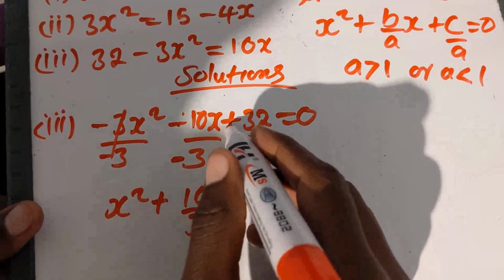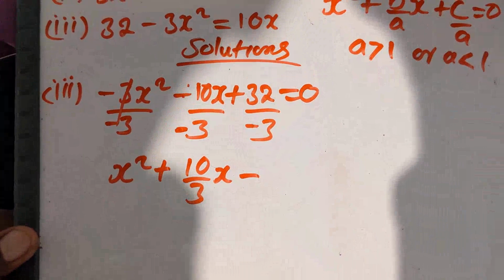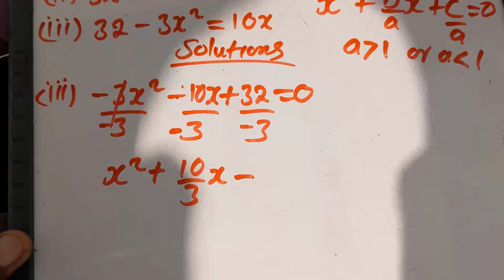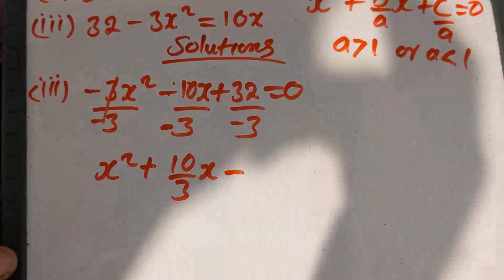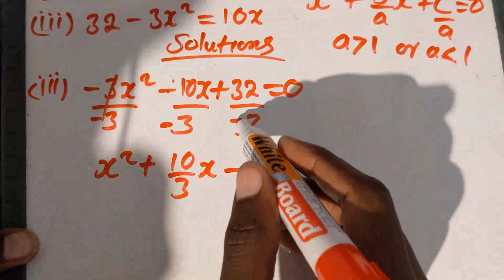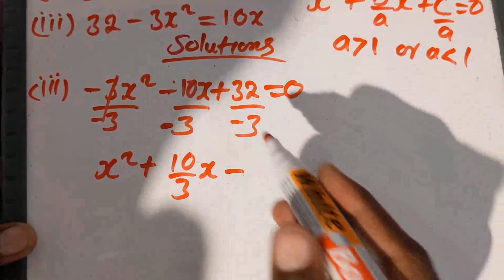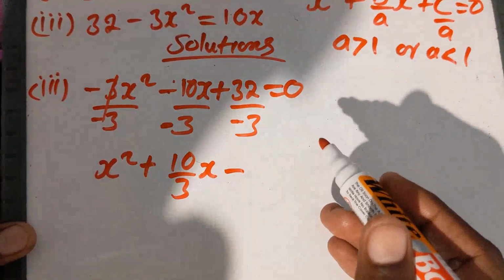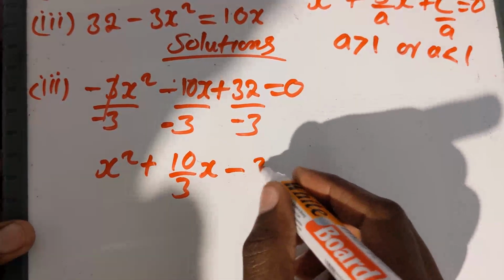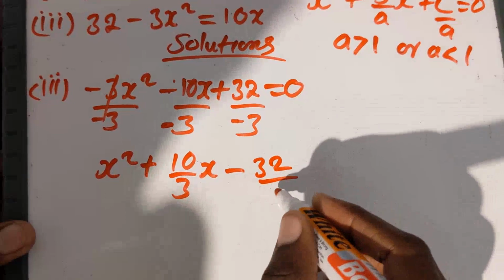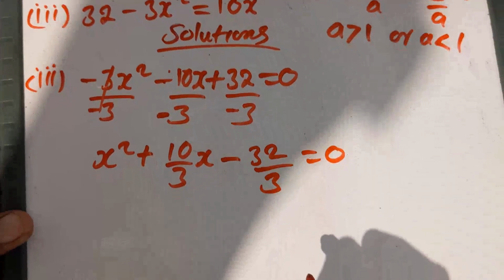Negative into positive, that is going to give you negative. When you multiply a negative times a positive, it's going to give you negative. Okay, so from here, 3 into that, it's not going to give you an exact number, it will be in decimals, and you're not using a calculator, so we are going to say it's 32 divided by 3. So this is what you're going to use.